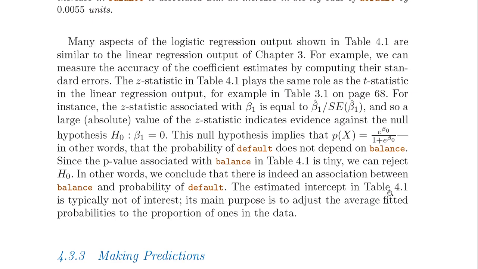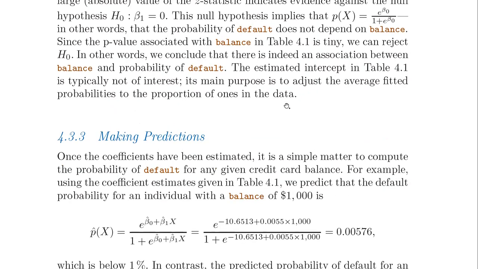The estimated intercept in table 4.1 is typically not of interest. Its main purpose is to adjust the average fitted probabilities to the proportion of ones in the data.